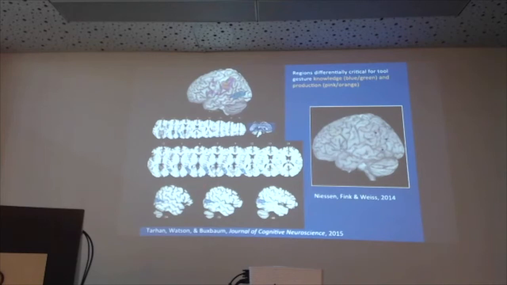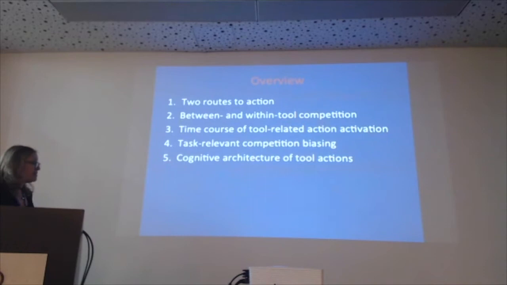This is just a meta-analysis by Niessen et al., showing the voxels, the lesions that are associated with recognition deficits in black and production deficits in pink. It's a little bit circular because actually this paper wasn't in there, though some of my earlier papers were. So there, we're beginning to see this nice distinction between relatively more ventral and relatively more dorsal for production and recognition. So that, believe it or not, was just my introduction, so we'll see how I do.